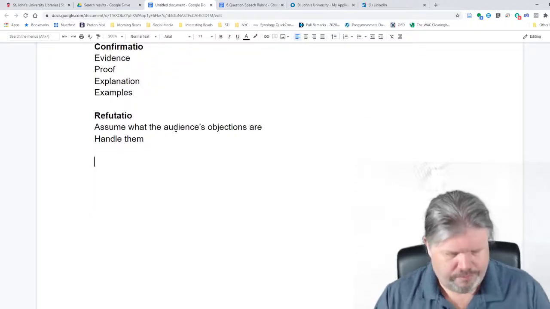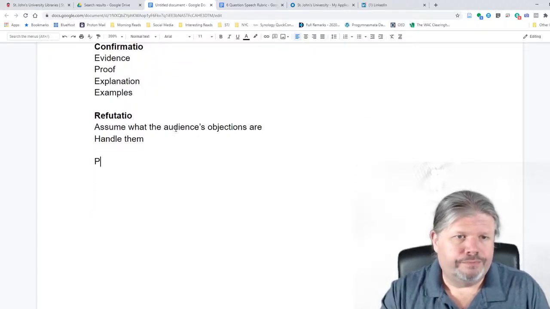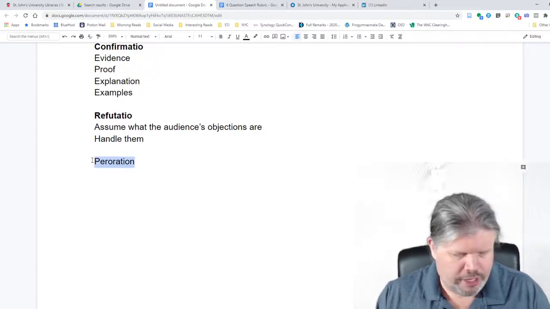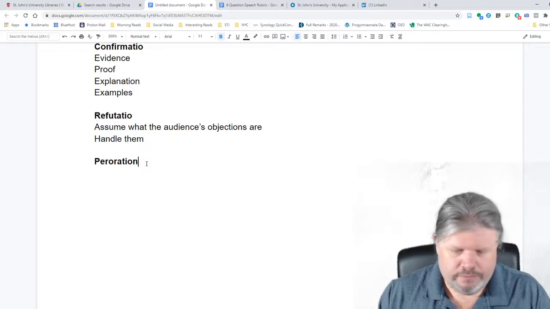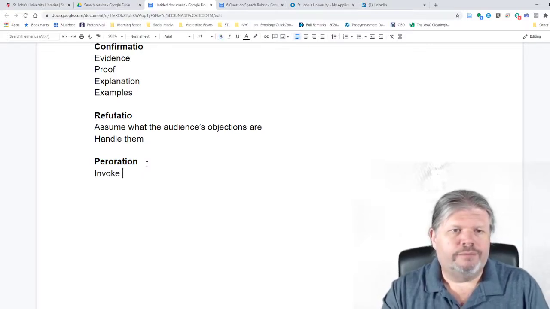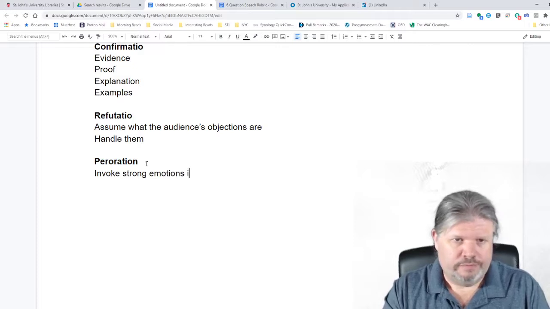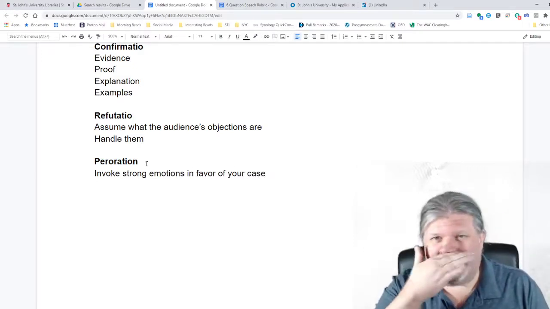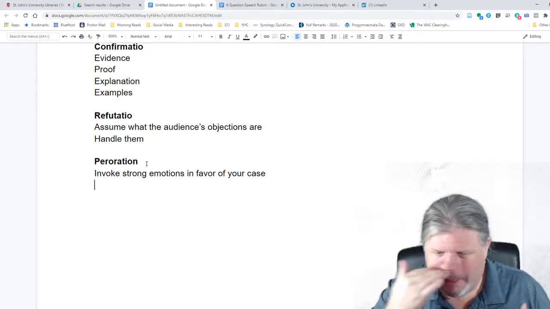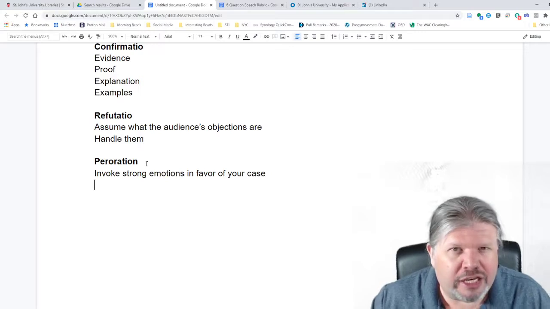Very last one, then we'll be done. Peroration. This is the conclusion. This is where, according to the ancients, you're supposed to invoke strong emotions in favor of your case. So this is where you're supposed to make the last appeal for people to be really angry. In fact, Cicero said the best way to get people going is indignation.